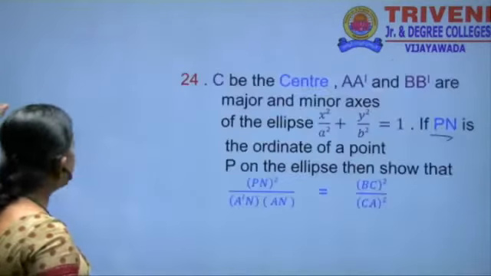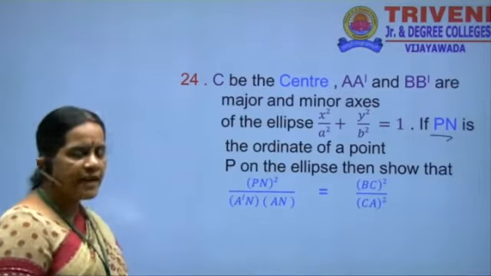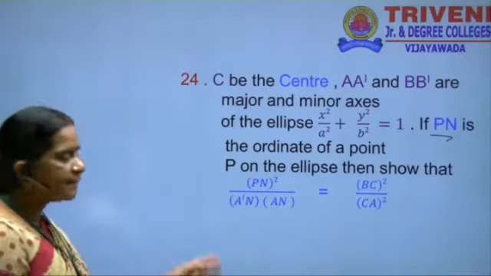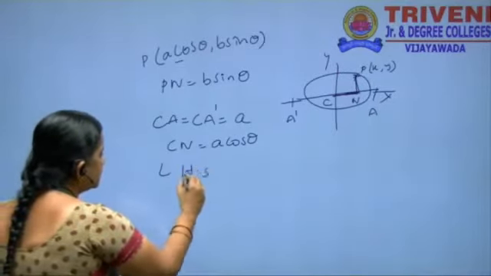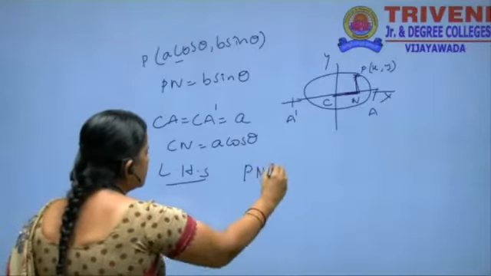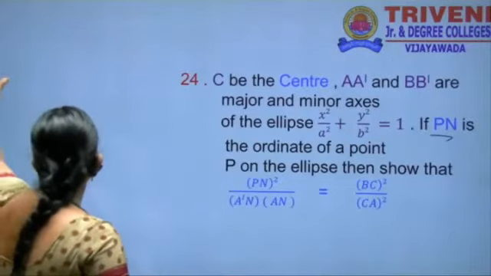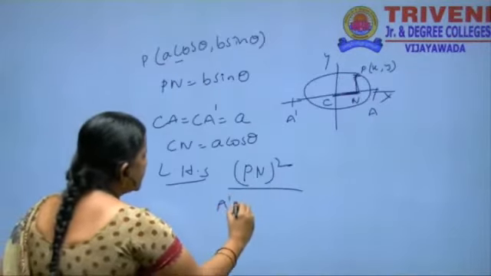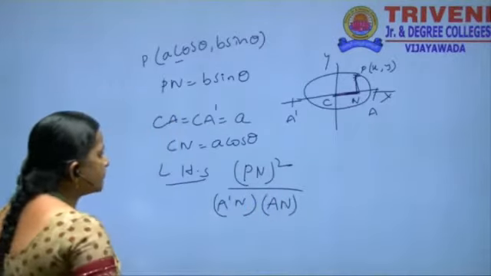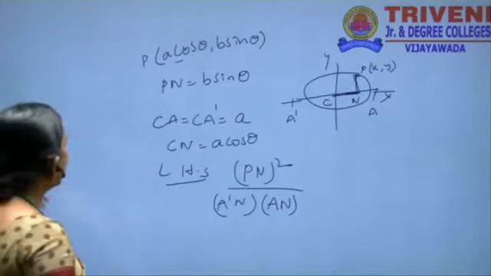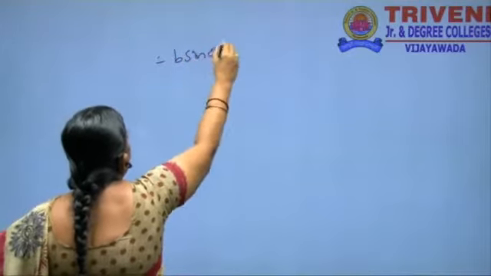What we have to prove is the formula PN squared by A'N into AN equals b squared by a squared. Take the LHS: PN squared by A'N into AN. PN is nothing but b sin theta, so PN squared is b sin theta whole squared.